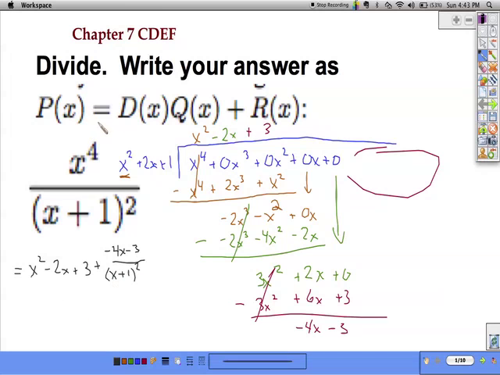But the problem wanted this written a little bit differently. They wanted me to say, okay, x to the fourth, that's equal to (x squared minus 2x plus 3) times (x plus 1) squared minus (4x plus 3). I factored the negative out of the remainder.